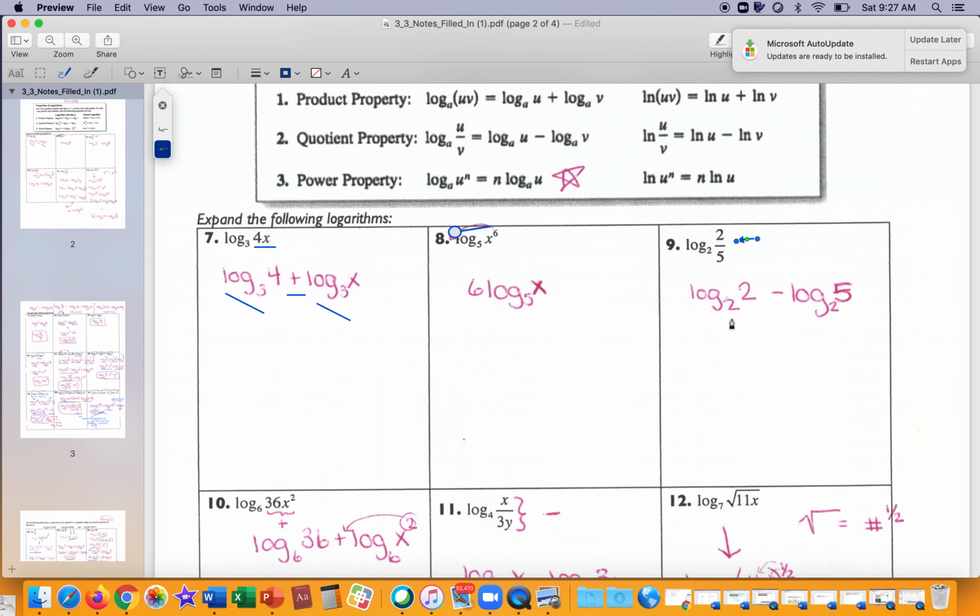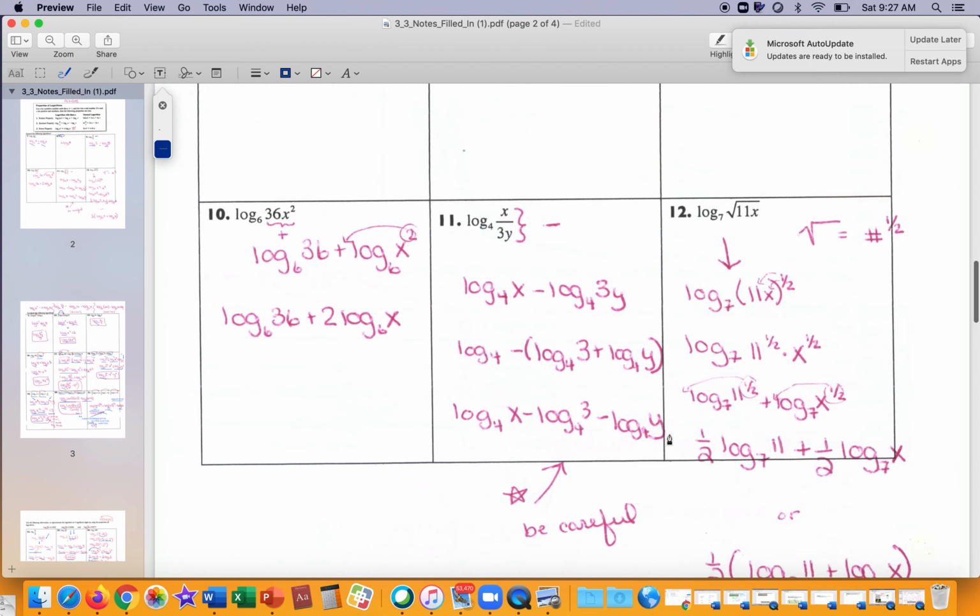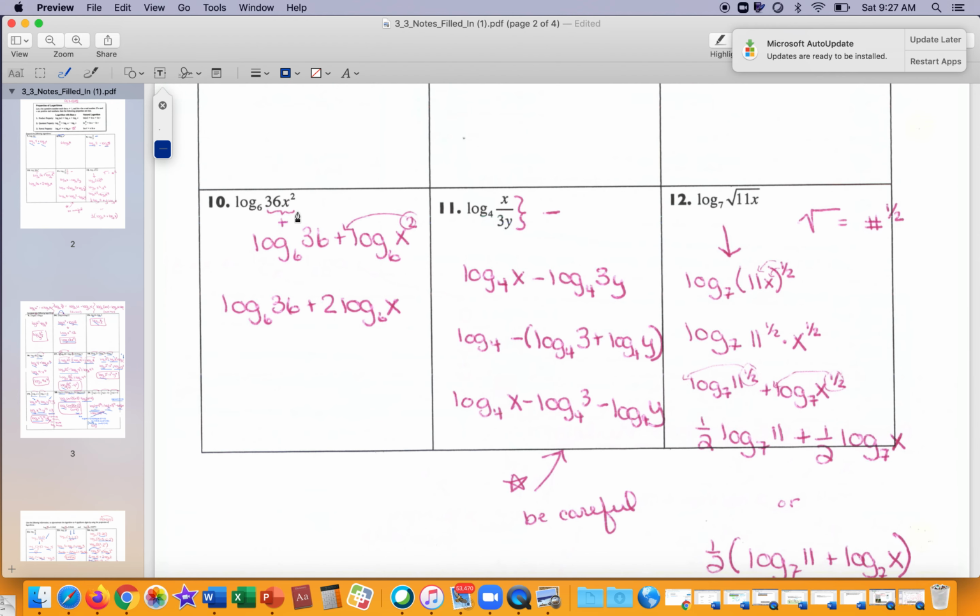Division goes with subtraction, so that's why we write log base 2. We know that division goes with subtraction. So it's log base 2 of the top minus log base 2 of the bottom. And next one. So be careful. If you're expanding, you go in reverse. Reverse PEMDAS order, right? So we see multiplication, we break apart with addition. So it's log base 6 of the first, 36, plus log base 6 of x squared.